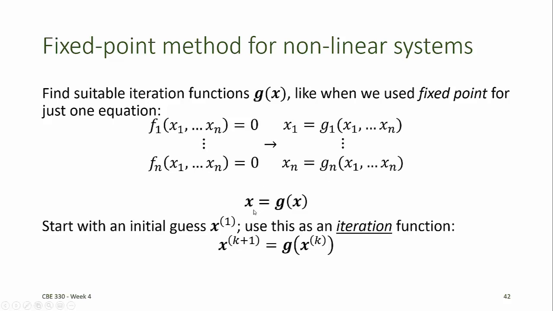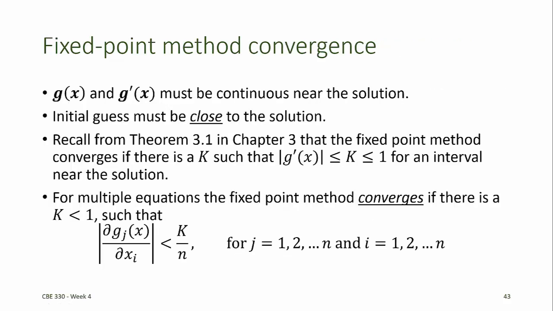We do that for each of the unknowns, using one equation for each of the unknowns. Then we rewrite those in vector form. So the vector x is equal to the vector of iteration functions g of x. Then we start with an initial guess x1, evaluate our vector of iteration functions to obtain the subsequent guess x2, and we continue until the solution converges. For the fixed point method to converge, g of x and its derivative must be continuous near the solution. And the initial guess, just like with Newton's method, must be close to the solution.